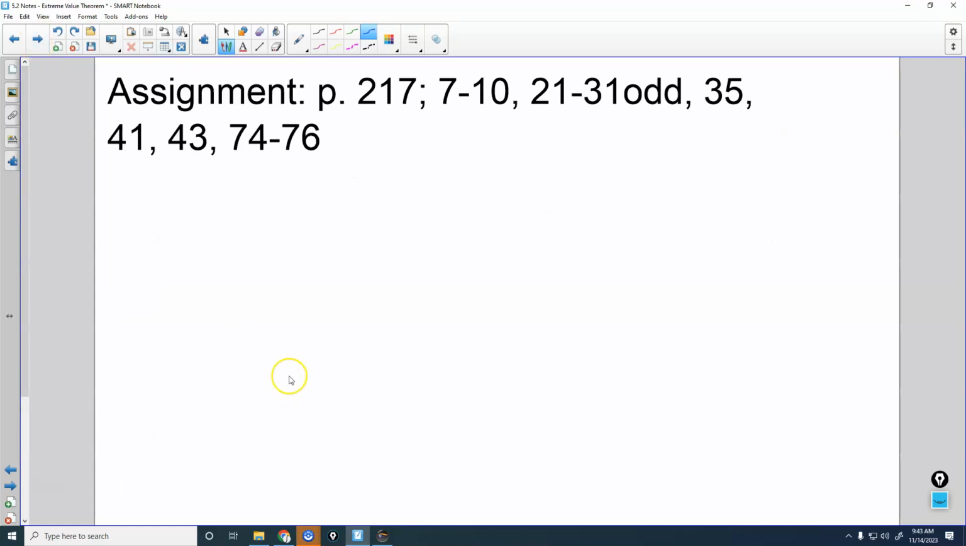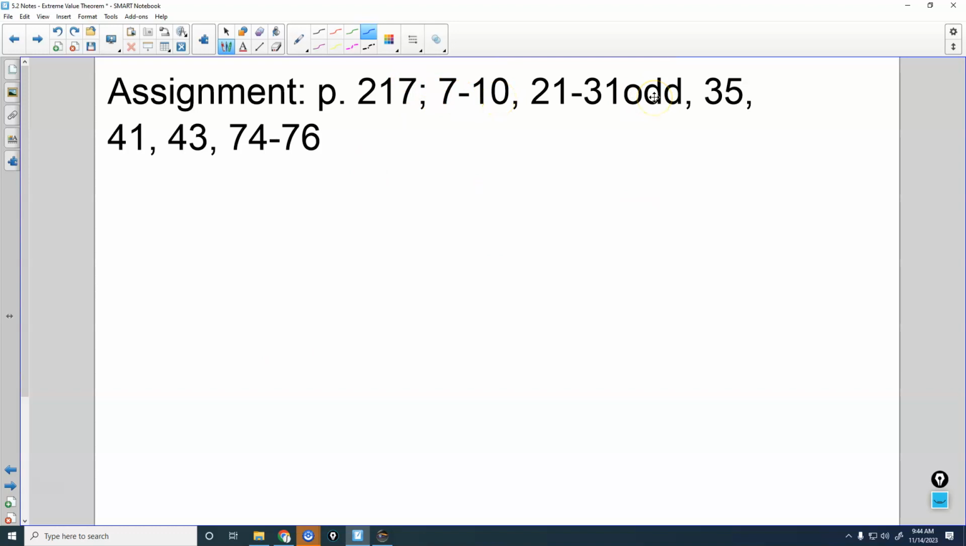All right, so let me look through the book and make sure this is what I want. Let's see. It's kind of a lot. Let me make sure it's accurate and not excessive. All right. 7 through 10 are just graphs that you are just giving maximums and minimums for. So you're just reading it from the graph like we did those first couple problems. So 7 through 10 should not take long at all.